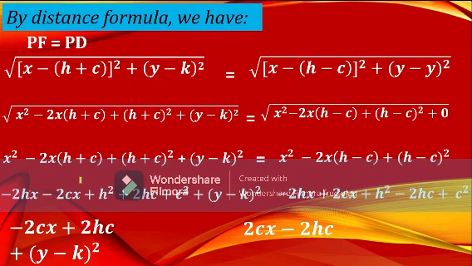Next, we have x squared here, we also have x squared here, so we're going to cancel that out. Then we also have negative 2hx here and negative 2hx here, so we cancel that out. Then h squared here as well as h squared here, we cancel that. Then the c squared here and also the c squared, cancel that out. Then we write the remaining terms: negative 2cx plus 2hc is equal to negative 2cx minus 2hc.